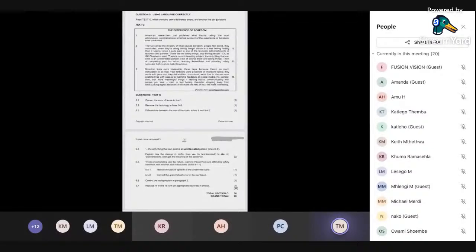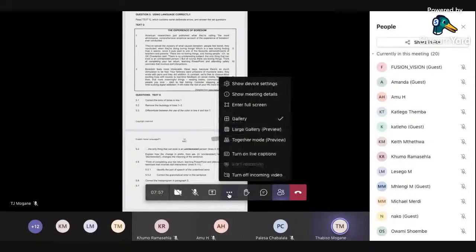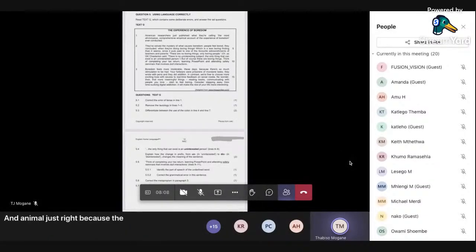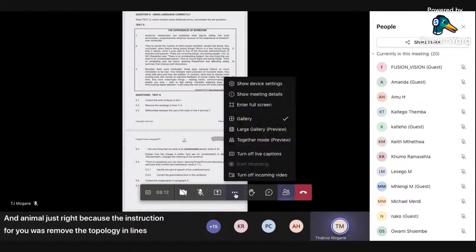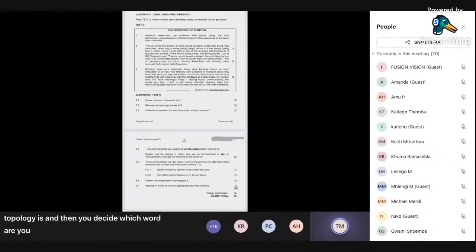Just please show me with a thumbs up if you do understand what I'm saying. All right. Instead of writing the whole sentence and excluding a word, do not rewrite a whole sentence anymore. The instruction for you was remove the tautology in lines 1 to 3. So you find the tautology, where it is, and then you decide which word you are going to remove. And the word you remove is the one you write on your script to say, remove this word. That's how your answer is going to be very clear for the marker. Now let's go back to lines 1 to 3. Remember, when line references are given, make time to read. Go back to those lines.